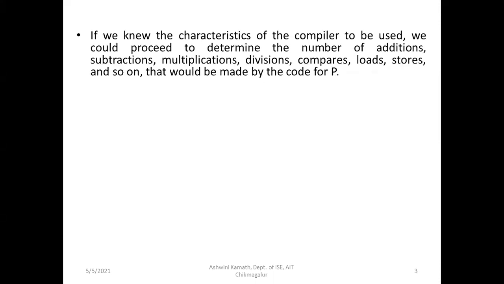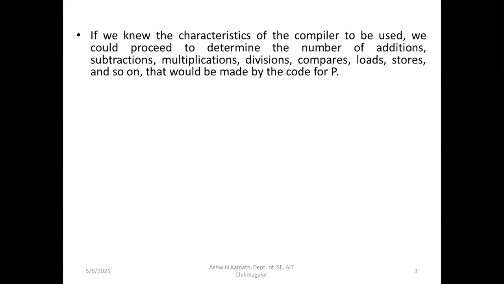If we know the characteristics of the compiler to be used beforehand, we could proceed to determine the number of additions, subtractions, multiplications, divisions, compares, loads, stores, and so on that would be made by the code for P. For example, consider your code contains all these operations: addition, subtraction, multiplication, division, comparison, loading to a register or loading to memory, storing to memory, and so on.